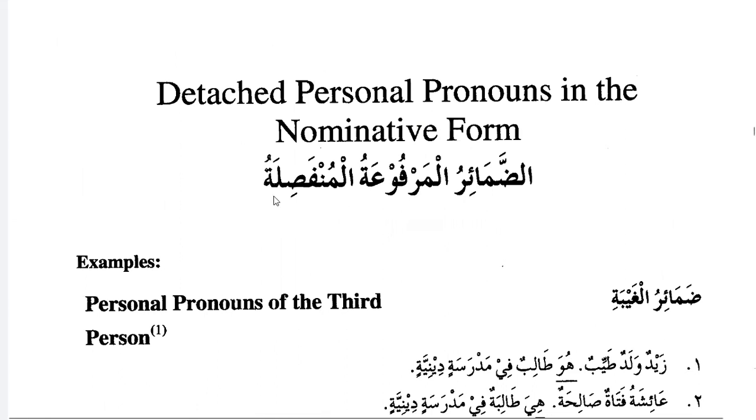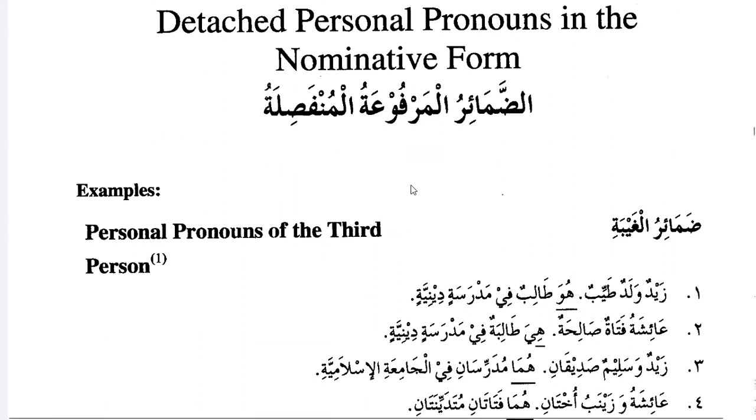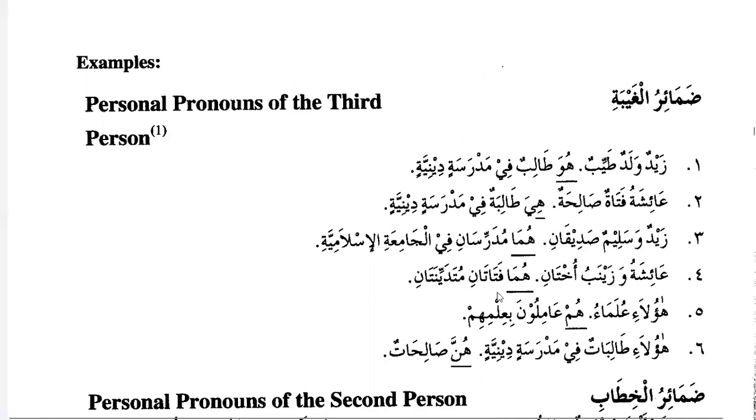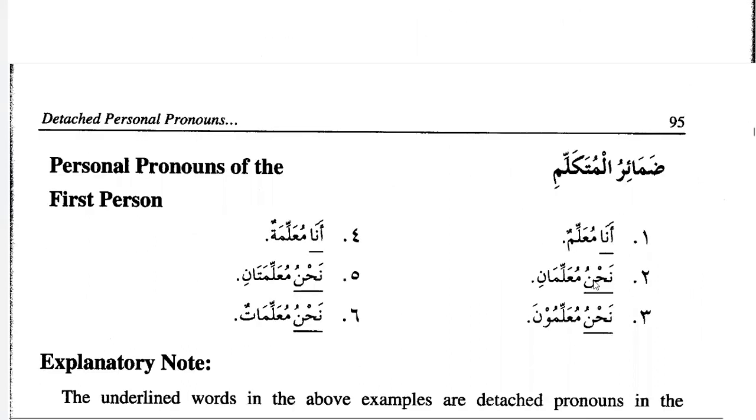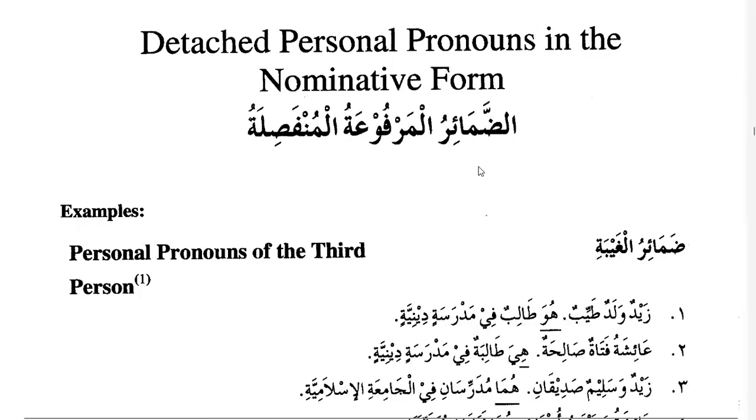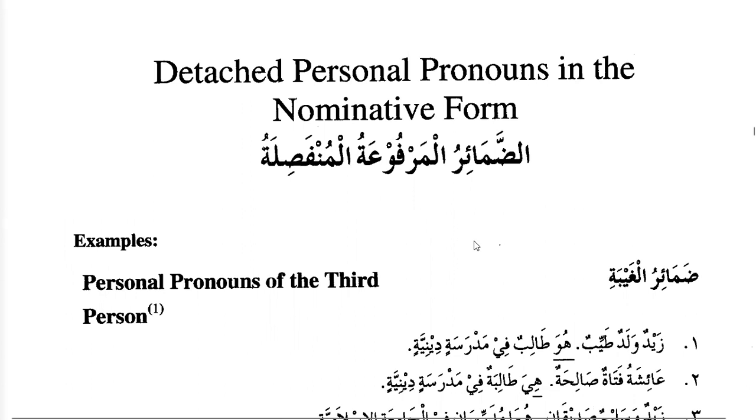These are the types of dhamirul marfu'a munfasila. Whenever the pronoun is in marfu' form, we use this form. When it is in majrur or mansub form, we use the other form of pronoun, which is hu, ha, huma, hum, hunna, ka, ki, kuma, kum, kunna, ya, and na. At the moment, we will only learn the marfu' form of these pronouns, which are known as the dhamirul marfu'a al munfasila.